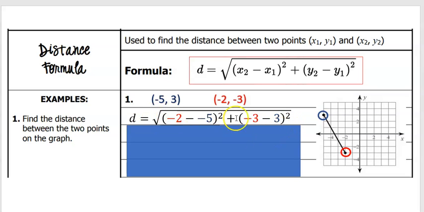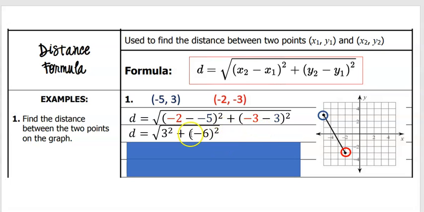Then, after you take this, some of you are actually going to want to put it straight into Desmos. And you can actually take this entire part right here, and you can plug this whole thing into Desmos, and it will give you the exact answer. You could also go through the process of doing the math. So -2 minus 5 inside the parentheses and -3 minus 3 inside the parentheses. If you did, it would give you this. So then you're left with the square root of 3 squared plus -6 squared. All of that underneath the square root still.